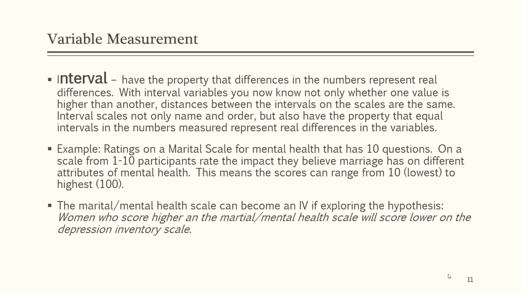So now we can actually have 10 questions and have them rated on a scale from 1 to 10 in terms of how they believe mental health is impacted by marriage, and then we would have a composite score, and that makes this interval because there has to be a score between 10 and 100. We could say higher levels mean that they perceive higher mental health. So the mental health scale can become an independent variable, if we're exploring the hypothesis, women who score higher on the marital mental health scale will score lower on the depression inventory.